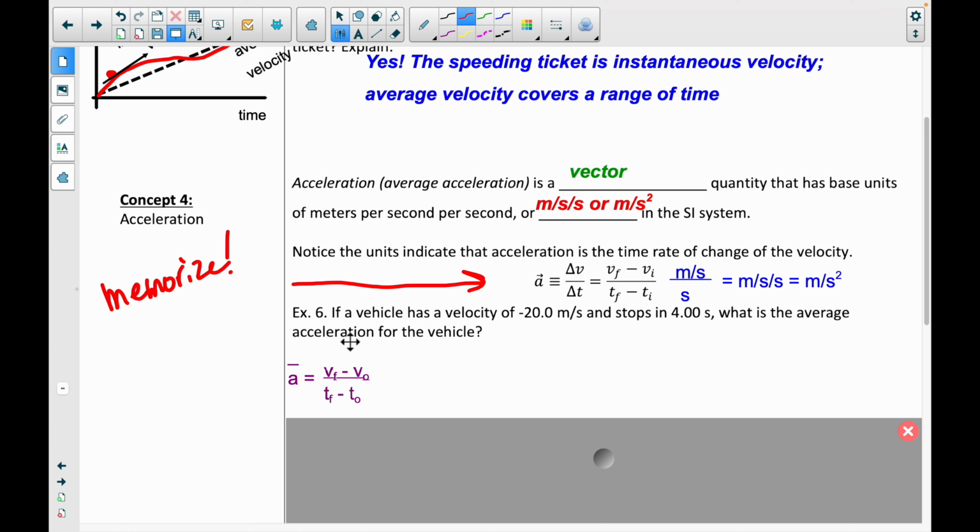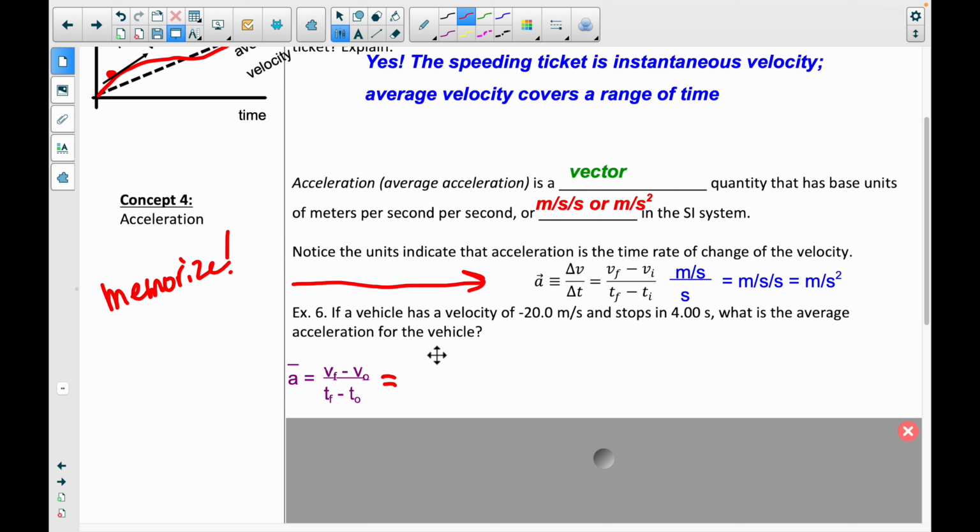Okay, so for example, if a vehicle has a velocity of negative 20 meters per second and stops in 4 seconds, what is the average acceleration for the vehicle? These subscripts: little f means final, and little o, oftentimes that's called ought. Sometimes I just use an i because it really means initial, but a lot of times physicists will use ought. So that's v_f minus v_o, t_f minus t_o. I typically will just say initial. So final velocity minus initial velocity, final time minus initial time.